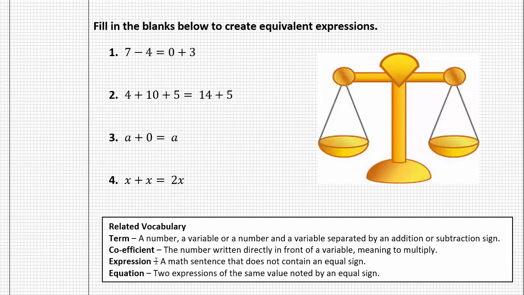Expression we've talked a lot about. It's a math sentence that does not contain an equal sign, so we were talking about the expression on the left and the expression on the right. Each of these parts together, those 3 terms, make an expression. These 2 terms on the right make an expression. It becomes an equation when we put 2 expressions of the same value together, noted by an equal sign. So we created equivalent expressions and we wrote them as equations.